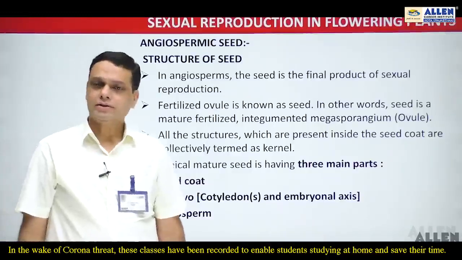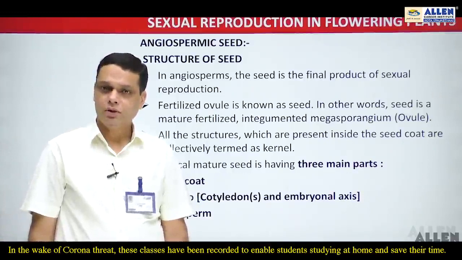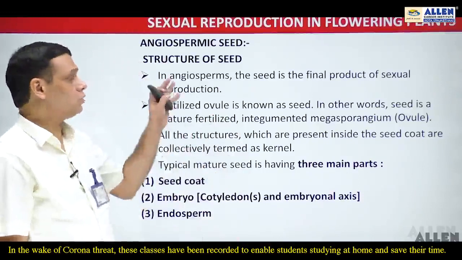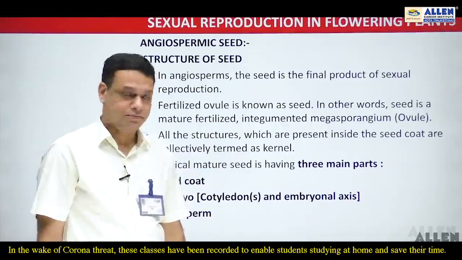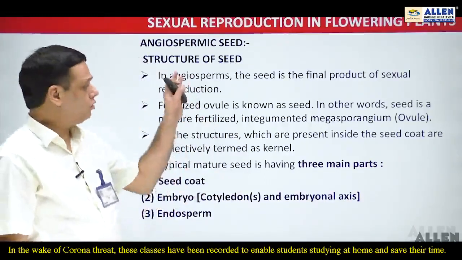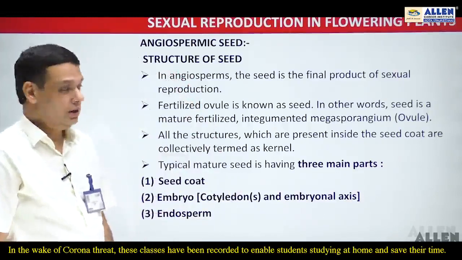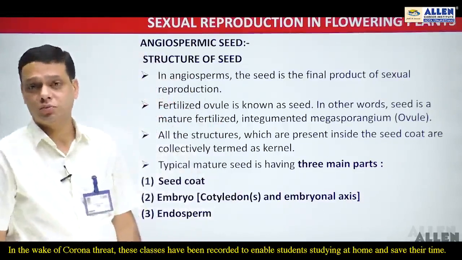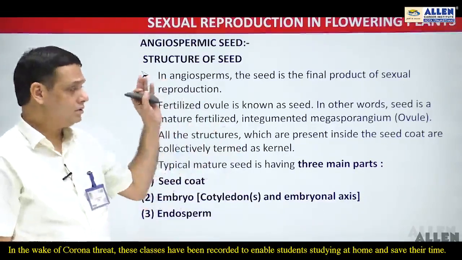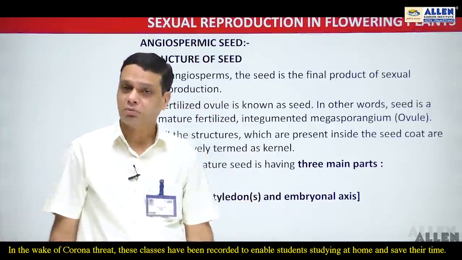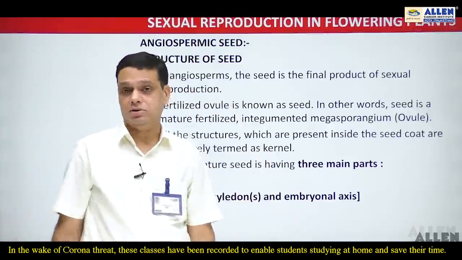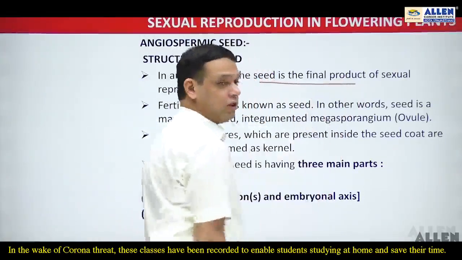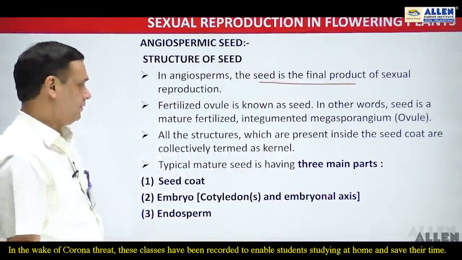As we have already discussed the development of endosperm and the development of embryo, now we are going to start with the angiospermic seed. In angiospermic seed, first of all we take the structure of seed. In angiosperm, seed is considered as the final product of sexual reproduction. As you all know, angiospermic plants are spermatophytes, meaning they are seed bearing plants. So in angiosperm, seed is considered as the final product of sexual reproduction.